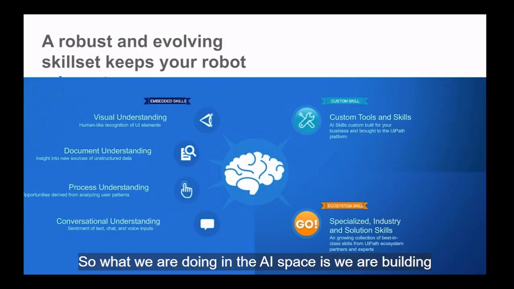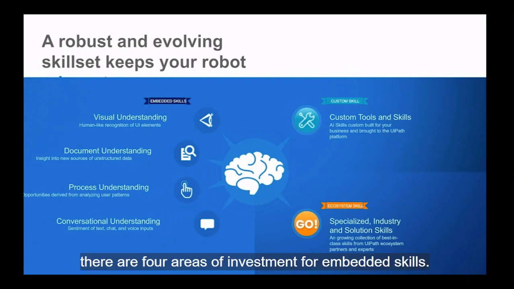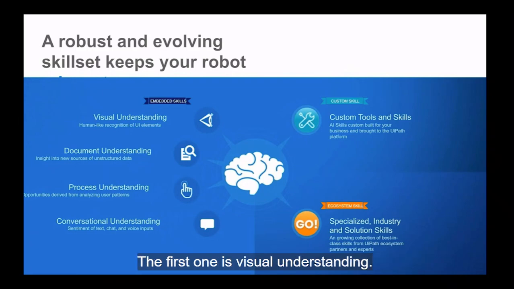So what we're doing in the AI space is we are building a number of core AI-powered skills directly into UiPath robots, and we call these embedded skills. So you can see here there are 4 areas of investment for embedded skills. The first is visual understanding.